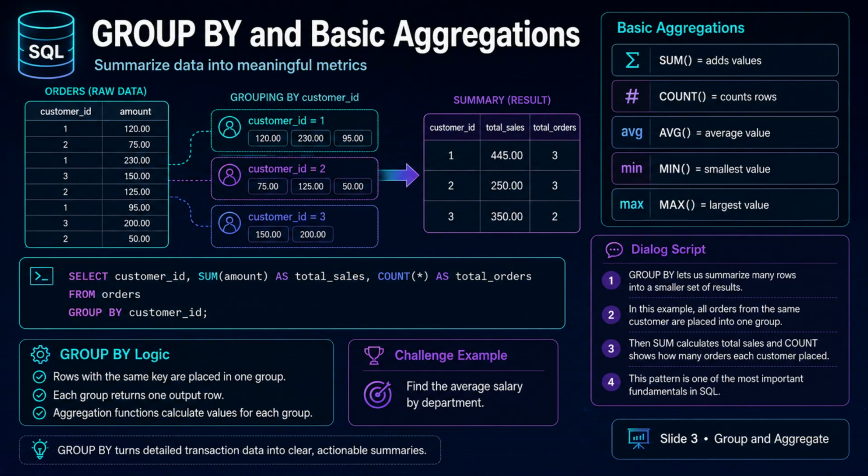Group by is a powerful feature in SQL that allows us to take multiple rows of data and combine them into a more manageable and meaningful set of results. This function is especially useful when we want to analyze data based on specific categories or groups.